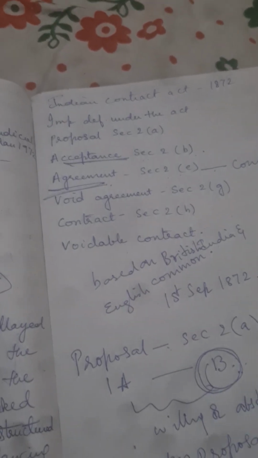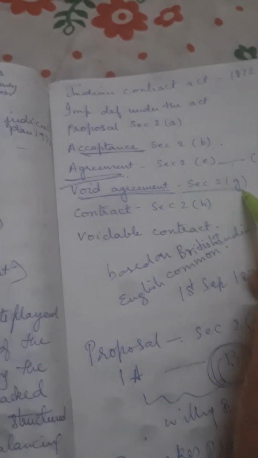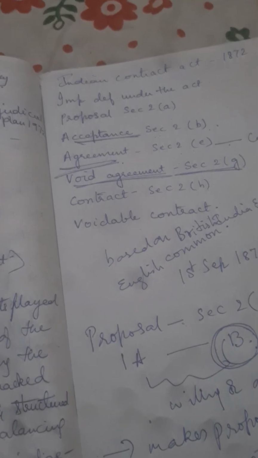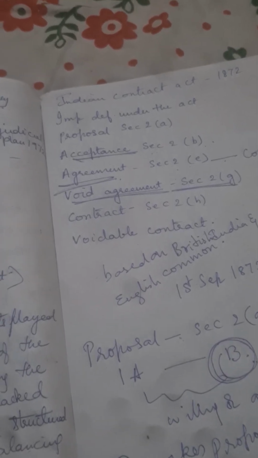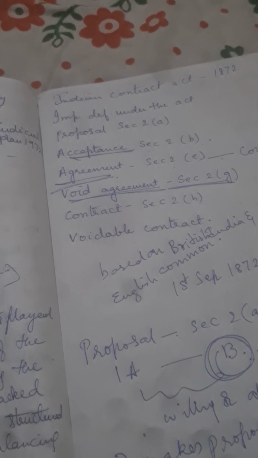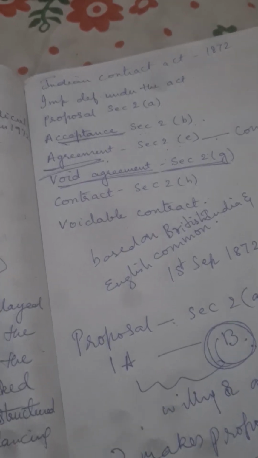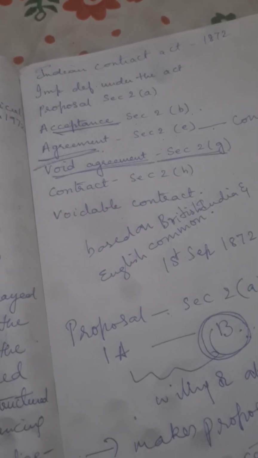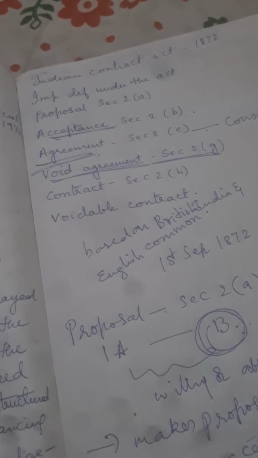Then we talk about void agreement. Section 2G. An agreement not enforceable by law is said to be void. So, that which is not enforced by law is said to be void, meaning not taken into consideration.